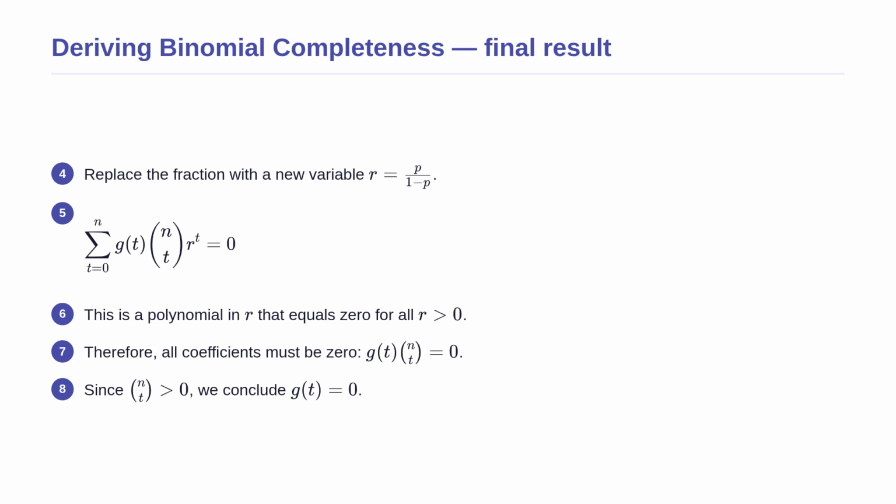Since the binomial coefficient is always a positive integer, it cannot be 0. Therefore, the only way for the coefficients to be 0 is if the function g of t itself is 0 for every possible value of t. This perfectly matches our definition of completeness. We have successfully proven that the total number of heads is a complete statistic.